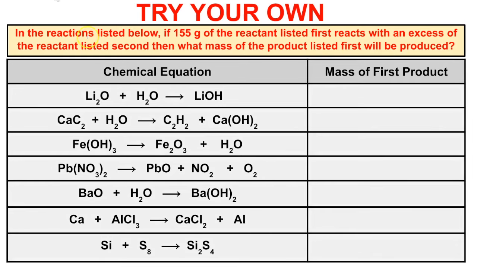What I would do at this point in the video is pause the video and try these out on your own. It says in the reactions listed below, if 155 grams of the reactant listed first reacts with an excess of the reactant listed second, then what mass of the product listed first will be produced? So in these problems here, you know how much of the first reactant there are. You're trying to figure out what mass in grams of the first product will be produced. Go ahead and pause the video. Take 10 or 15 minutes to try these problems out, and I'm going to give you guys the answers right about now.